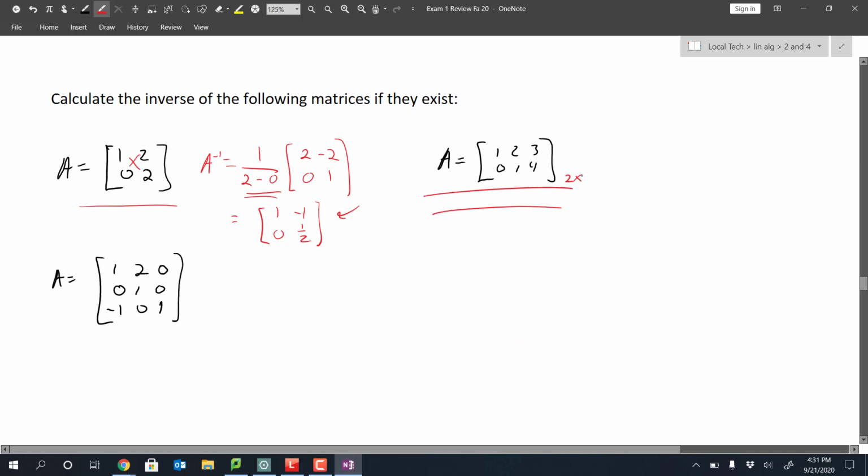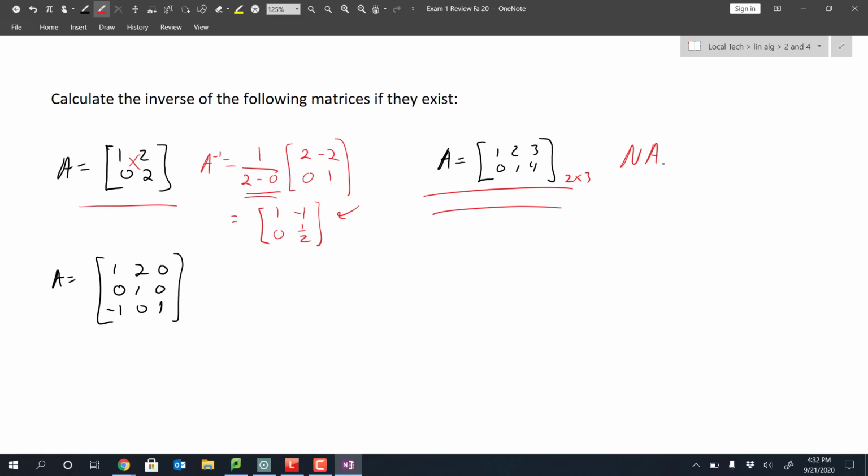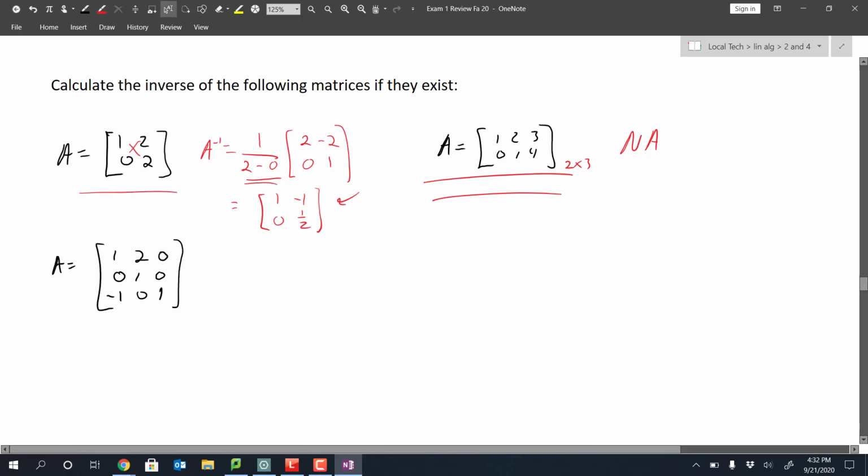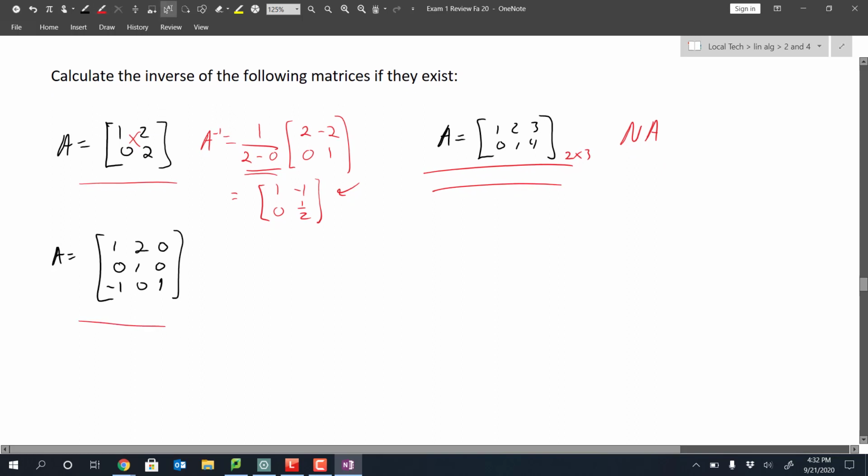Next, I get to this matrix over here. This matrix is a 2 by 3 matrix, which tells me right away it's not invertible. Only square matrices can possibly be invertible. They're not all invertible, but the only way they possibly could be invertible is if they are square. All right. Next, I have a 3 by 3 matrix.